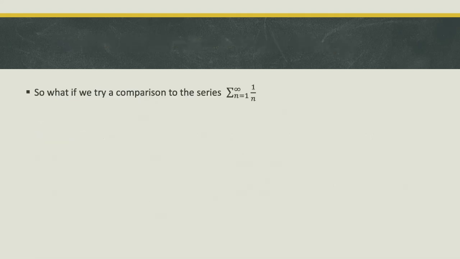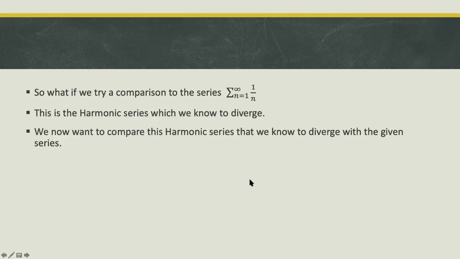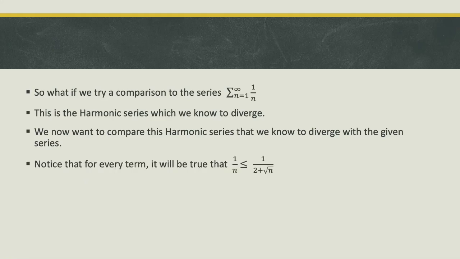So maybe we'll try to compare to the summation as n goes 1 to infinity of 1 over n. This, of course, is the harmonic series, which we know to diverge. And we're going to compare this harmonic series that we know to diverge with the given series. Again, you want to substitute in different values of n to figure out which is the larger, which is the smaller. So when you do that, hopefully you find that 1 over n is always less than or equal to 1 over 2 plus square root of n.